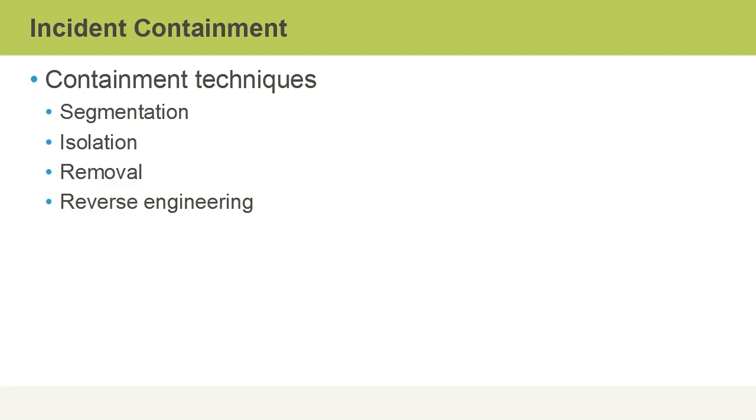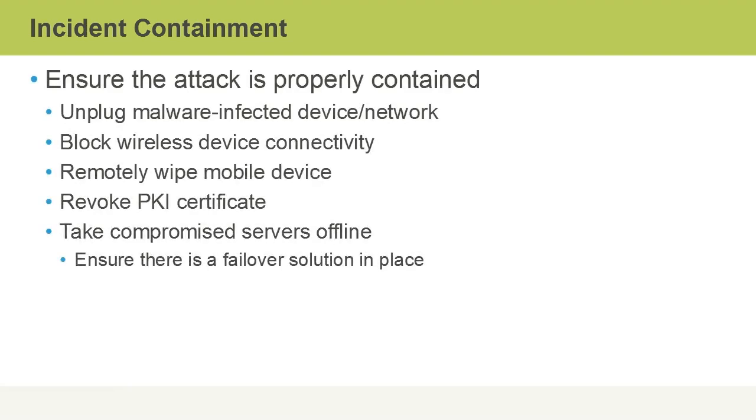When containing incidents, we need to ensure that the attack is properly contained and ideally stopped in its tracks. So we could unplug malware-infected devices or networks. We could block wireless device connectivity, for example, by jamming transmissions or using a Faraday cage or bag. We could also remotely wipe mobile devices that are lost or stolen to prevent sensitive data from getting into the hands of unauthorized users.